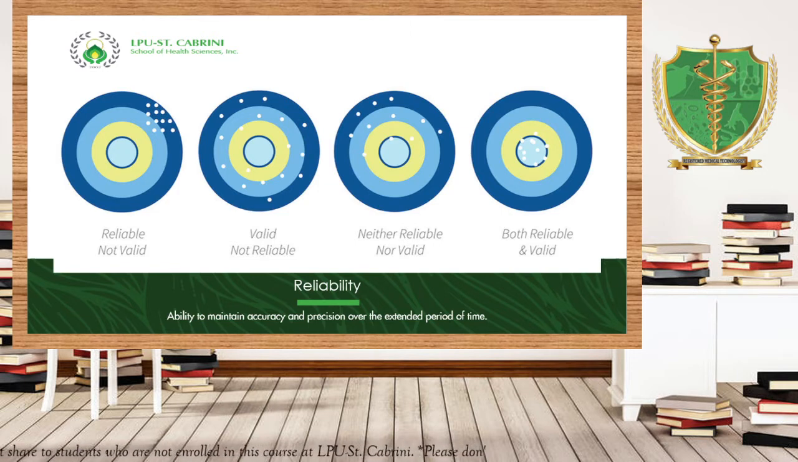Now, in this picture, we have number one: reliable, not valid. Reliable because they are precise, not valid because they are not within the true value. They are not accurate. Number two is not reliable, valid. Number three is neither reliable nor valid. And number four, it is both reliable and valid, where the accuracy and precision are observed.